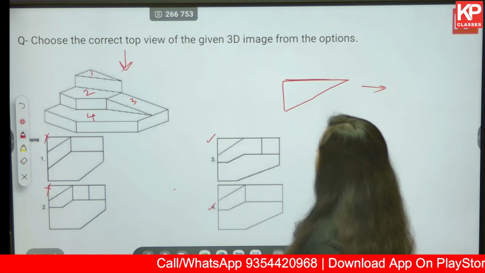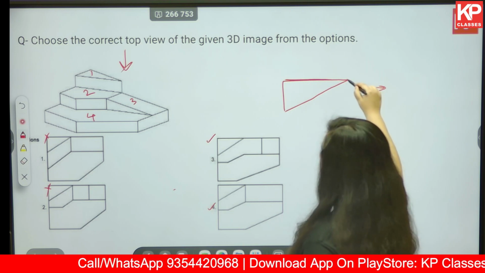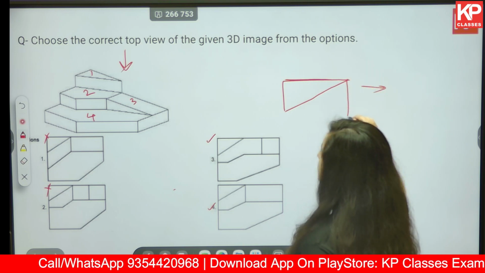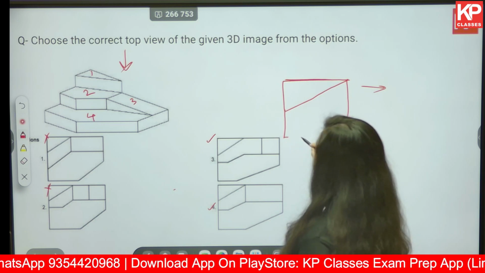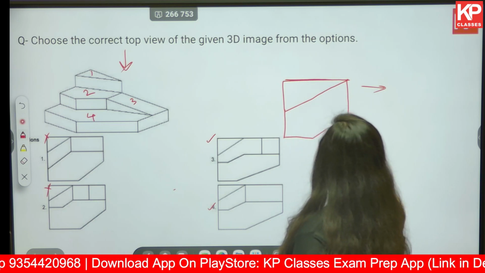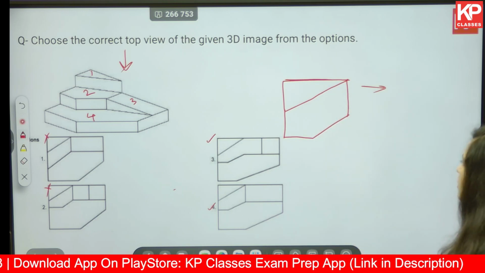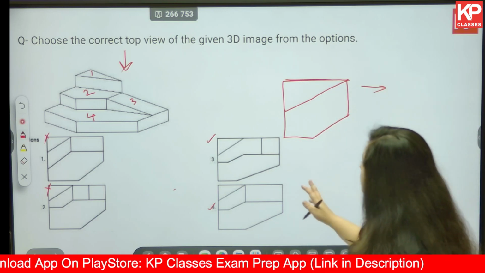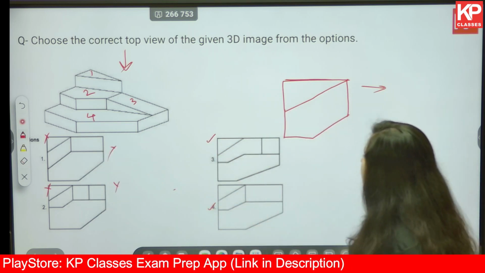Let's look at shape number 2. What do you have? After this, you have it moving downwards. Okay, this is also moving downwards, this is moving straight, and then there is an inclined line over here, or that kind of a shape is there. So these two have been eliminated. We are left with 3 and 4.